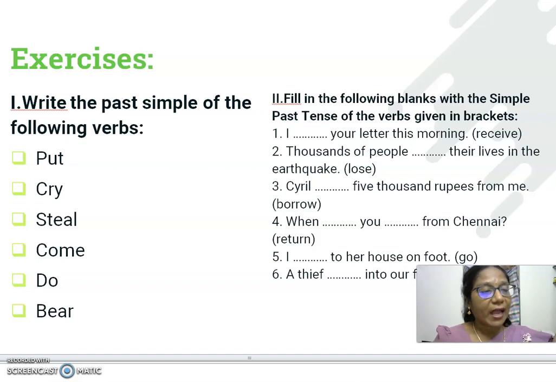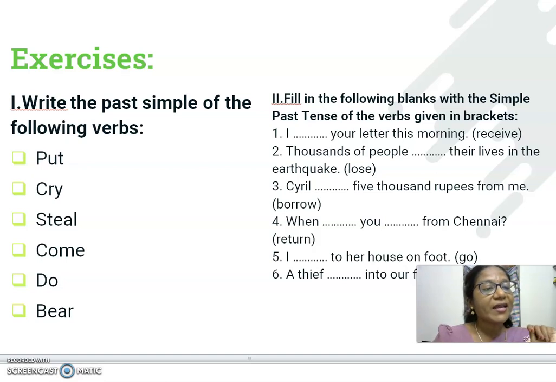Remember that when you use simple past tense as a question form, it will always be did and then the subject: the question word plus did plus subject, and then you have the simple present form of the verb as such. There is no change in it. So now our answer will be, when did you return from Chennai?